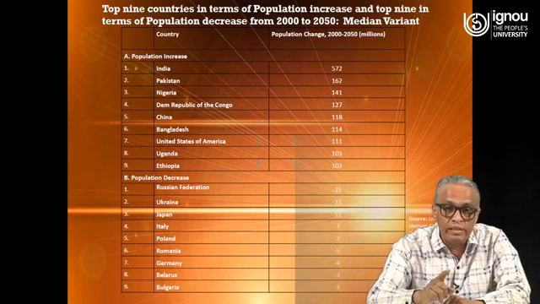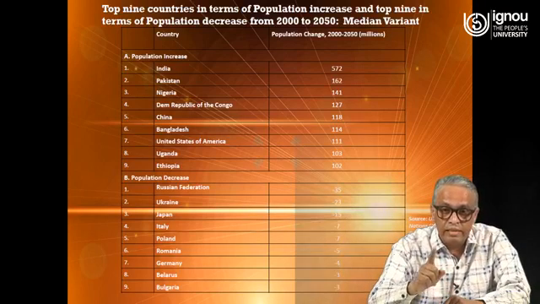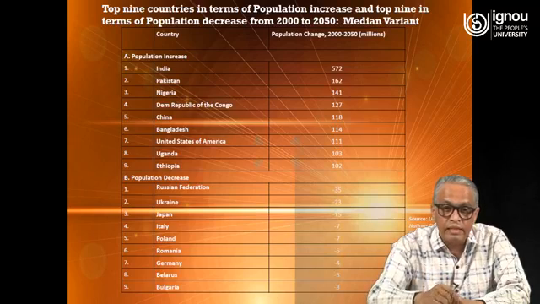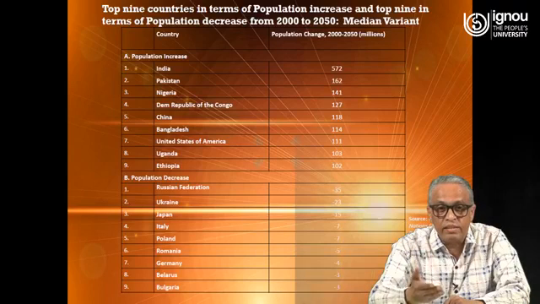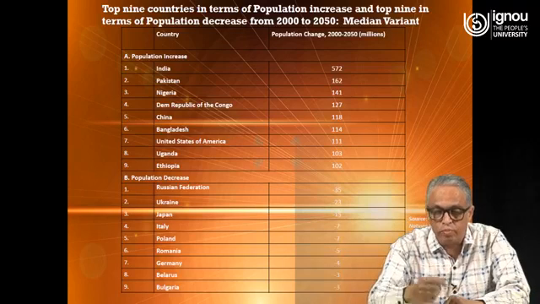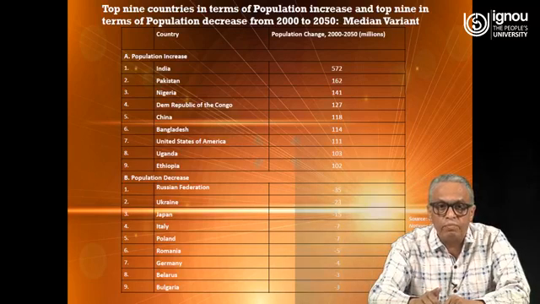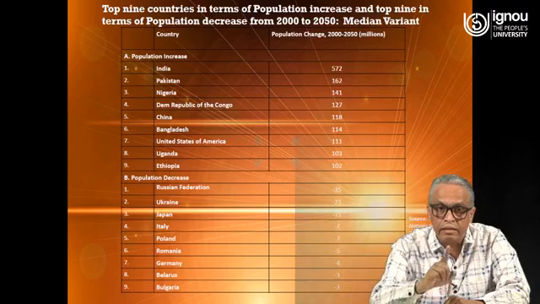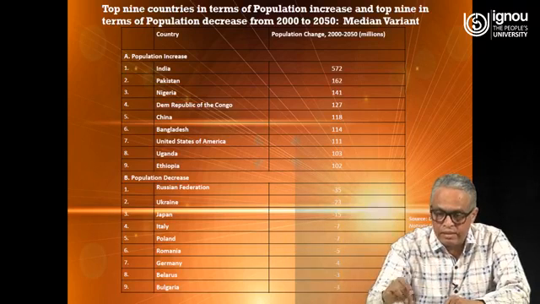So, if you see the decrease in population, it is all the European countries. It is Italy, Japan, Poland, Romania, Germany, Bulgaria, and Belarus. All these countries have negative population growth. So population increase is a major concern in our country. India is leading in population increase.